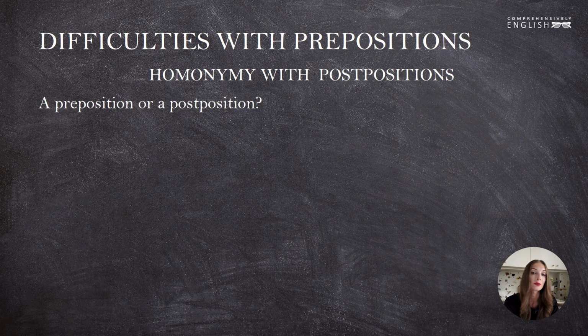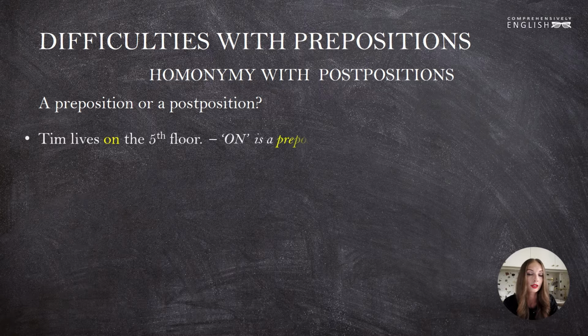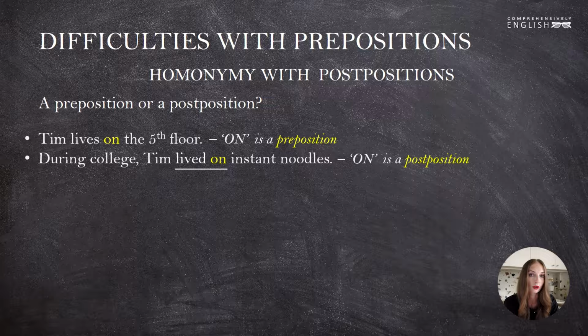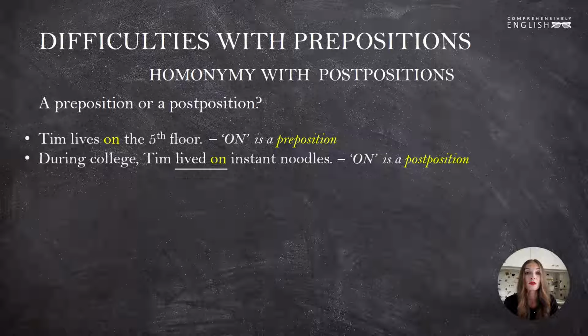Let's look at some examples. Tim lives on the 5th floor. On is a preposition of place. During college, Tim lived on instant noodles. Here, on is a postposition. It is a part of the phrasal verb to live on, which basically means to survive.